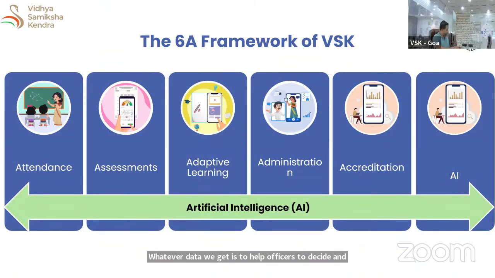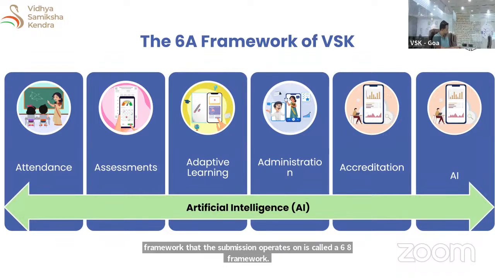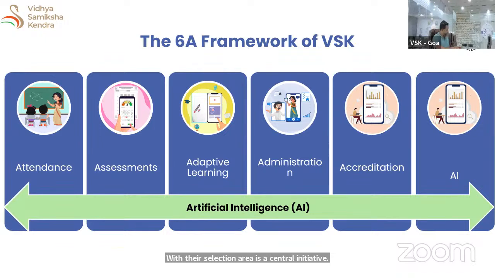The framework that Vidya Samiksha Kendra operates on is called the 6A framework. Vidya Samiksha Kendra is a central initiative, and it's a mandate that all states have to follow it in every state. There is no option, it's not an optional initiative. So the 6A framework, or the 6A's, stand for attendance, assessment, adaptive learning, administration, accreditation, all with the help of AI, which is artificial intelligence.